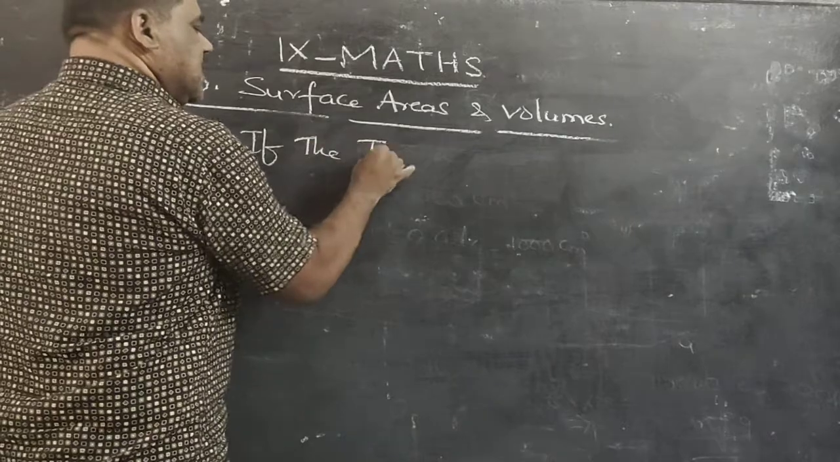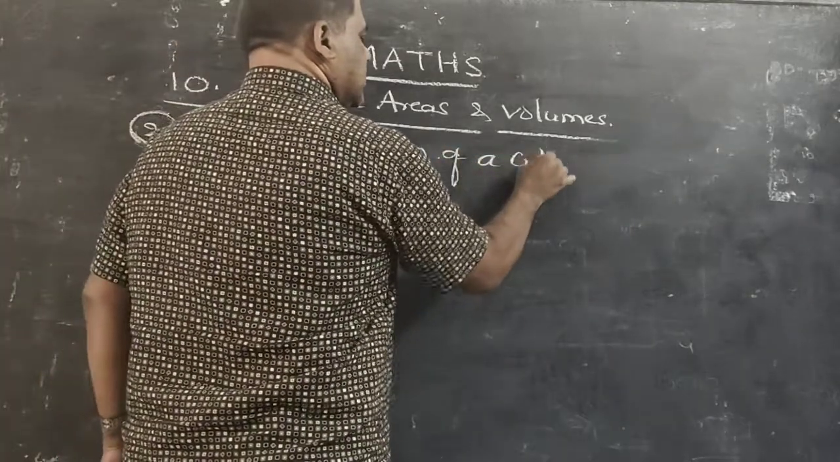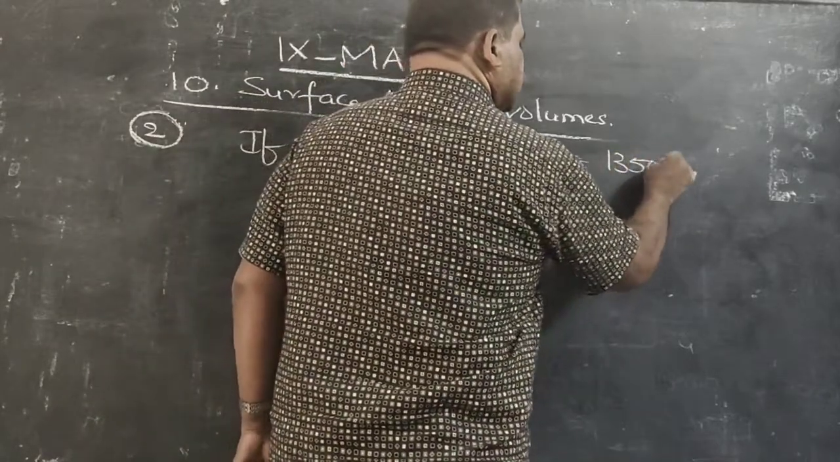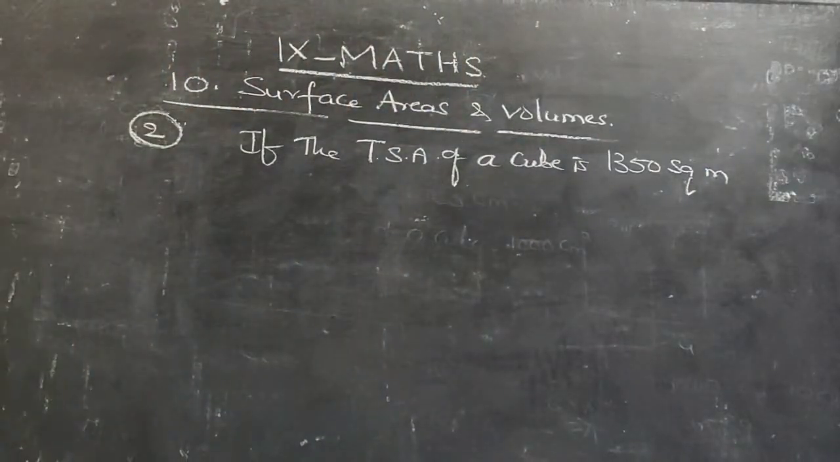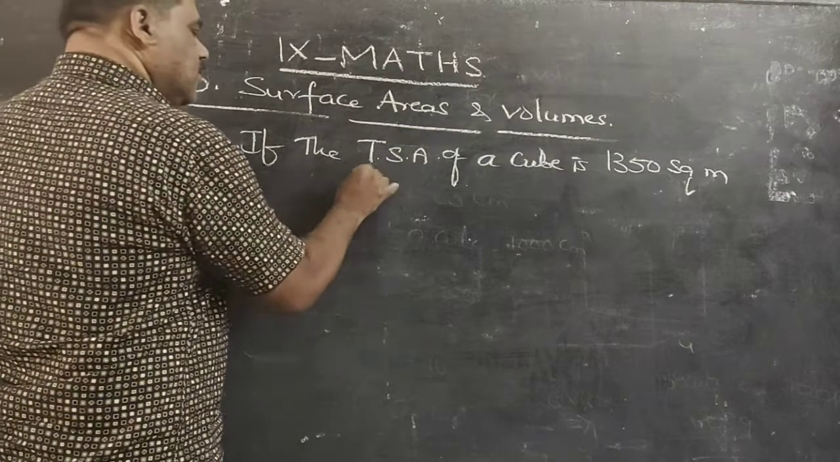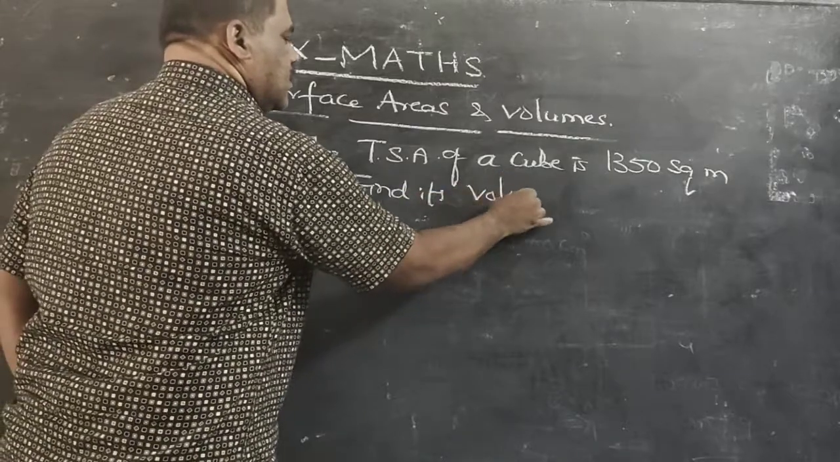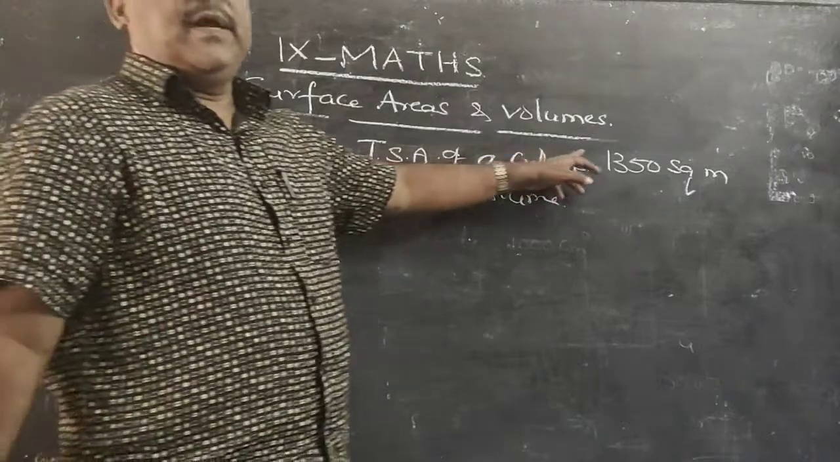If the total surface area of a cube is 1350 square meters, find its volume. For a cube, we have three formulae.